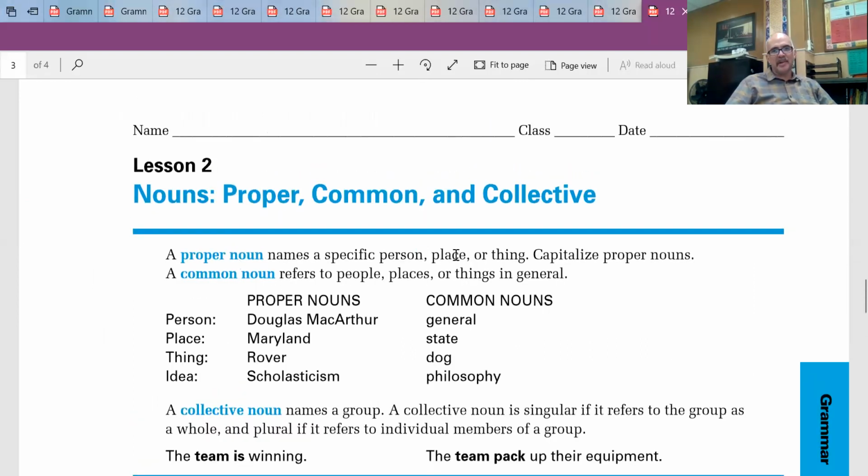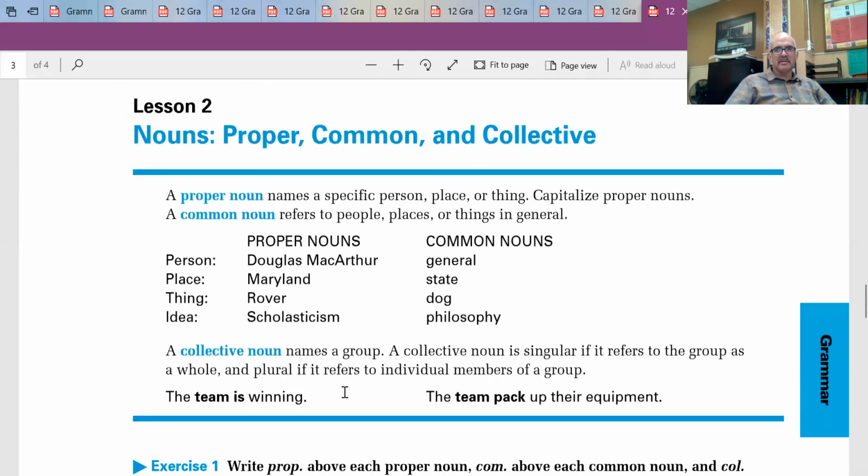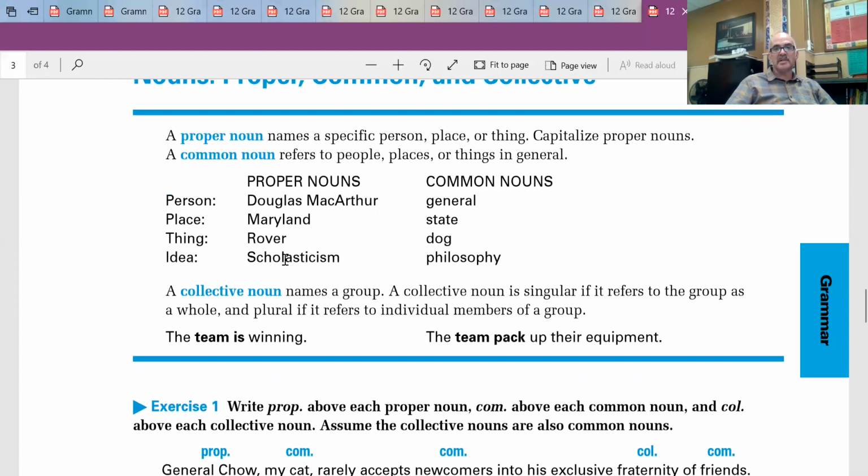Proper nouns are just the ones that are capitalized, specific person, place, thing, or idea. Common nouns refer to people, places, or things in general. So a person's name as opposed to a title. Even the word teacher, you do not capitalize it. Maryland, capitalized, state, not, etc., etc. Okay? Scholasticism would be a certain type, the name of an idea, whereas the subject of philosophy, right, is lowercase. Accidentally highlighted something there. I get my eraser tool and I can erase that.